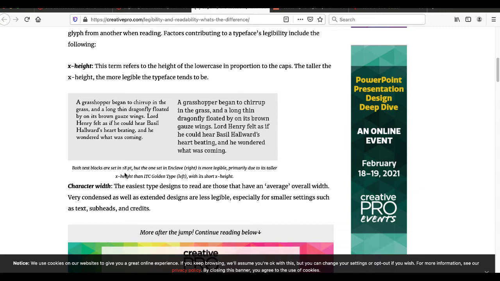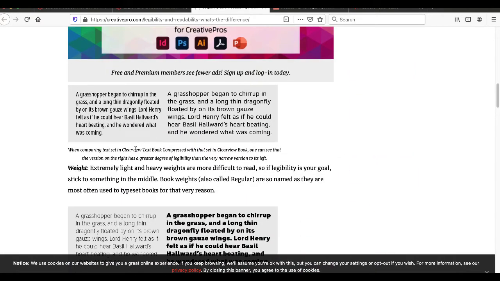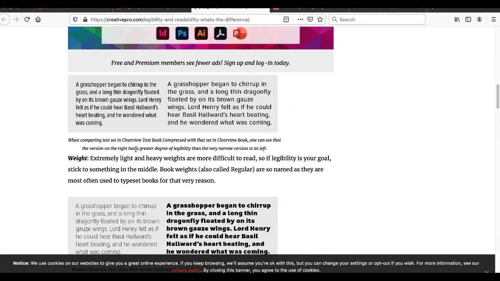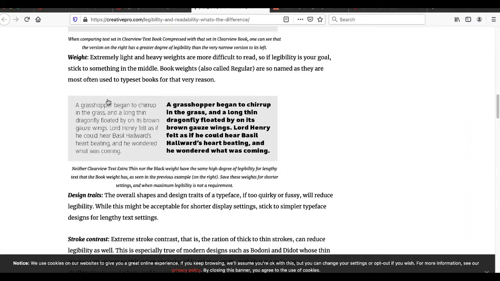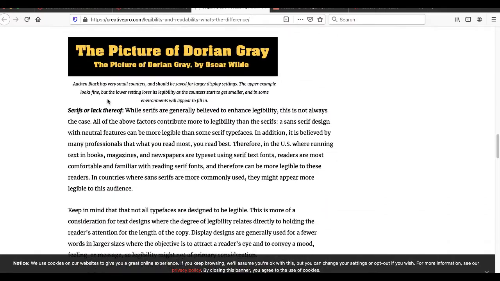Text blocks are both set in 18 point, but the one on the right is more legible due to its taller X height than the left. This one is more narrow, so the letters become close. It's almost that they look squashed. And again, this isn't like, oh, I have no idea what that says. We're just trying to ease the letter forms for our readers. So there are a bunch of examples here that you can look through.